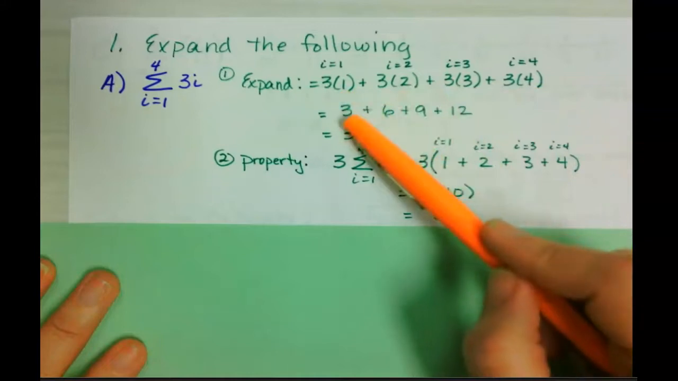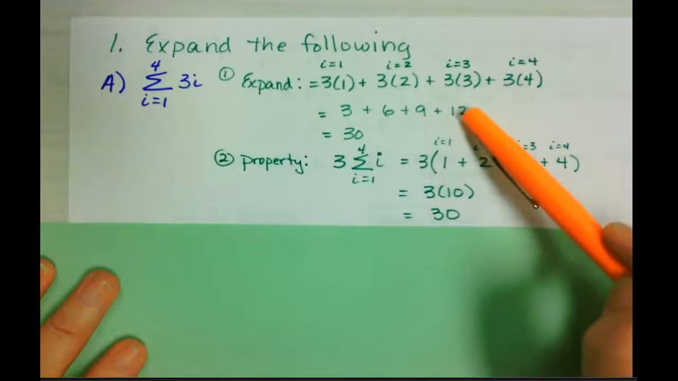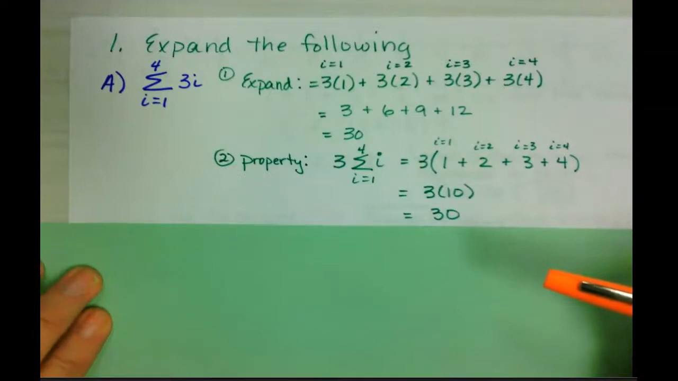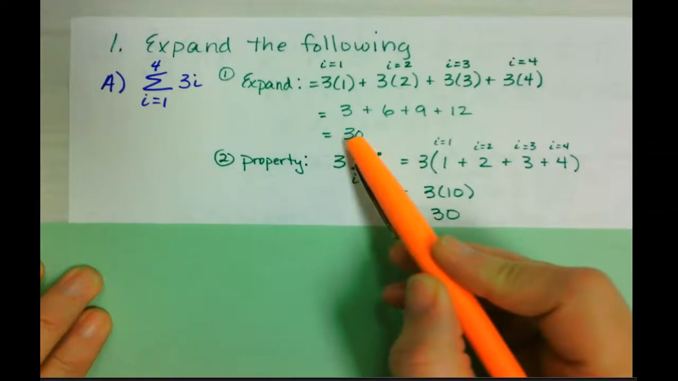So 3 times 1 is 3, 3 times 2 is 6, 3 times 3 is 9, 3 times 4 is 12. So that's just working it out by substituting the numbers in and making our values happen. And so then when I add all of these up, I get a summation of 30.